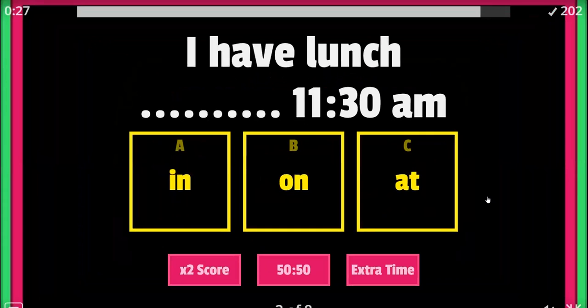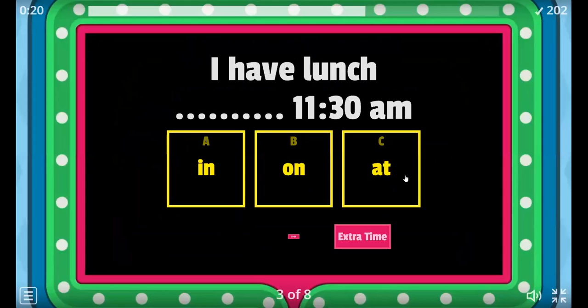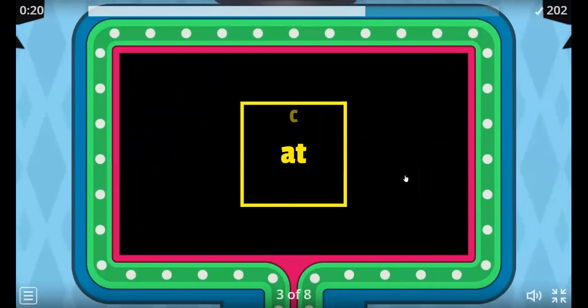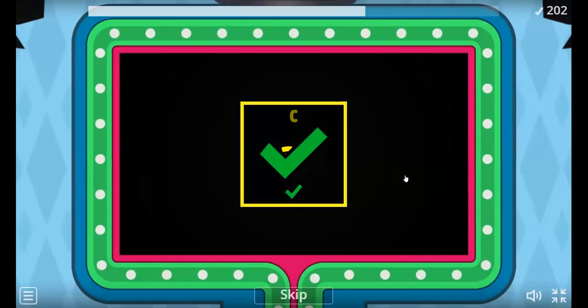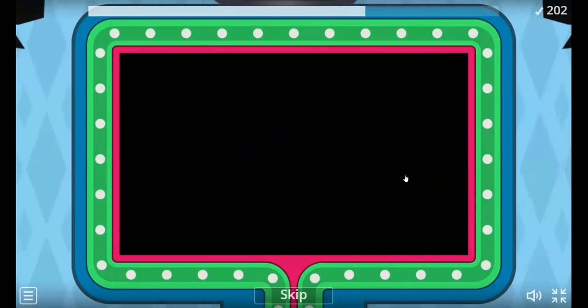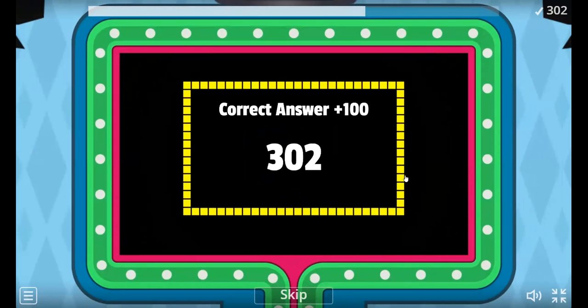Vamos a la siguiente. I have lunch at 11:30 a.m. Exactly, porque estás con una hora, entonces dices el at. Perfect. Very good. Vamos a la siguiente.